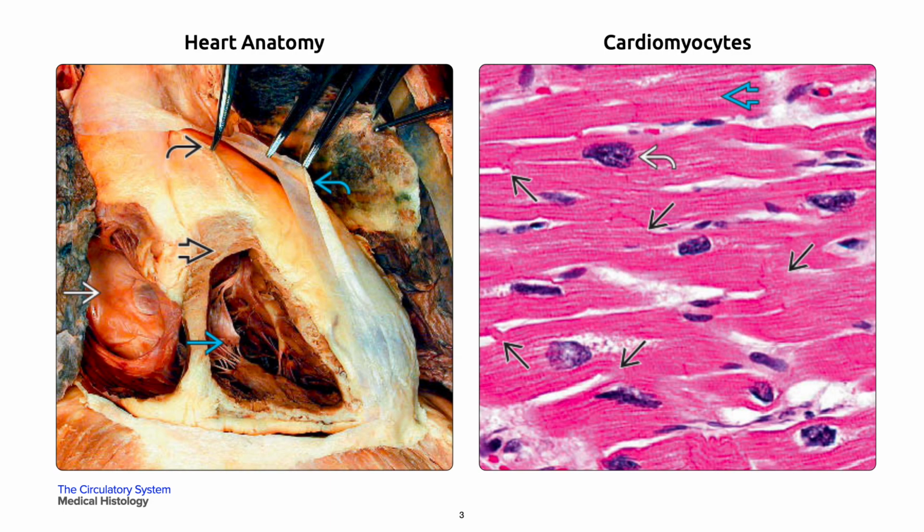Let's move on with the heart anatomy. The left is a view of a cadaver heart illustrating the right atrium in a white arrow, the right ventricle in a single blue arrow, the epicardium or the visceral pericardium in a curved black arrow, the parietal pericardium in a curved blue arrow, and the myocardium, in a bold black arrow, of your infundibulum.